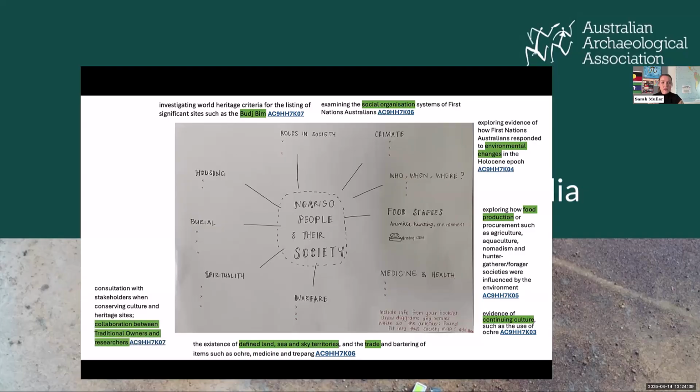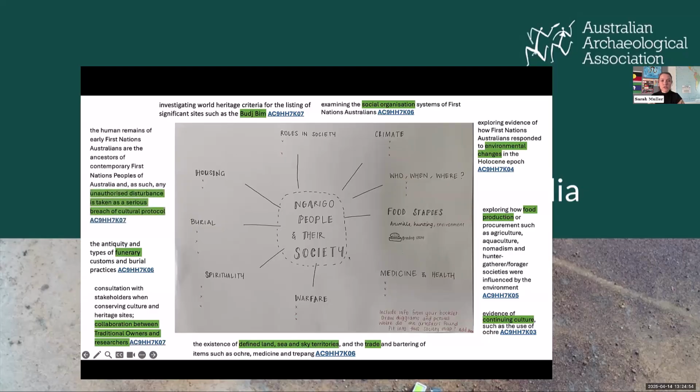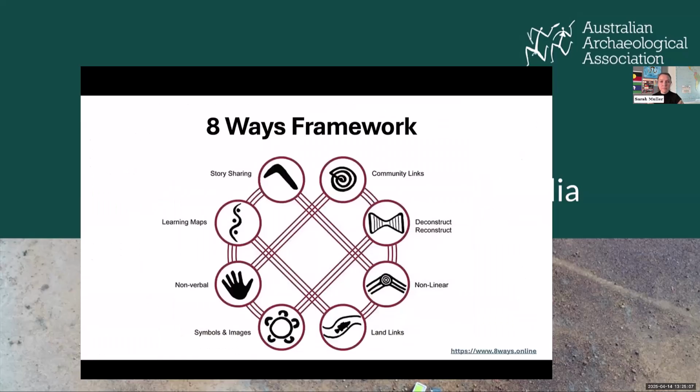Thinking about conserving culture and heritage sites and thinking about this collaboration between traditional owners and research. This case study was absolutely gold for debates about this. Funerary customs and thinking about unauthorized disturbance of remains as well. So there were so many different, and this is just a couple of ways that we tapped into version 9.